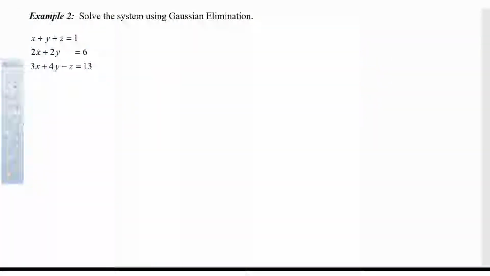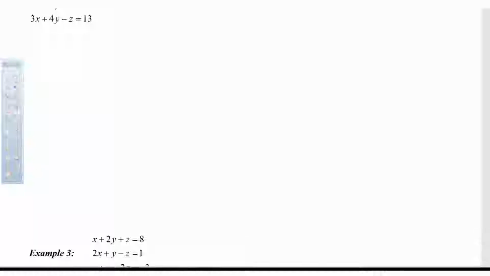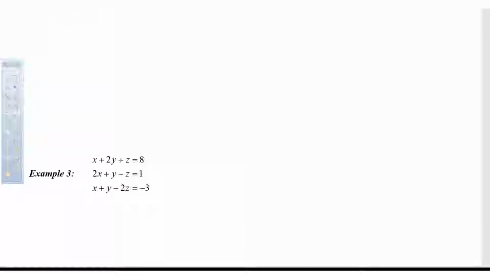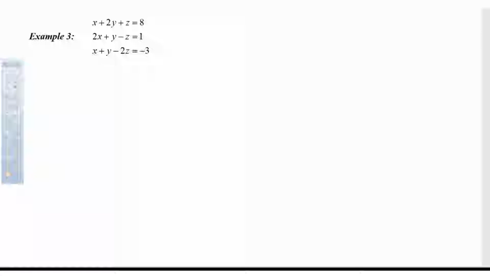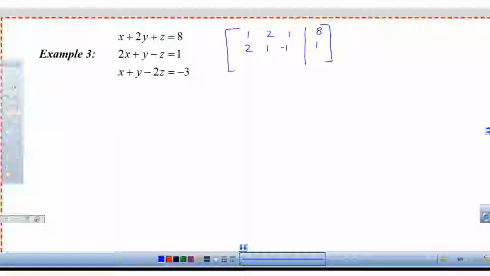Let's do the next one, nice and slowly. By the end of this question, when I ask who's with me, I want all your hands to go up, okay? So really focus. Here we go. Let's turn this into a matrix. Across the top, we have 1, 2, 1, solid line, 8. Underneath, 2, 1, negative 1, 1. Underneath, 1, 1, negative 2, negative 3. Raise your hand if you understand that, A-Day people.